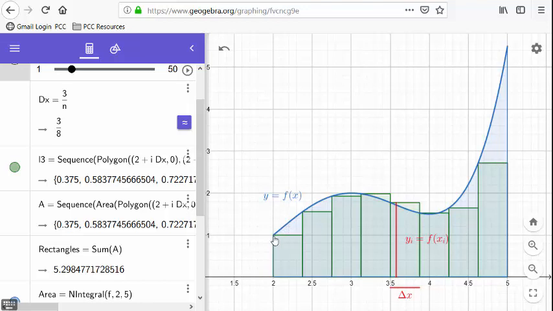But as the width goes down, that choice becomes just the single x value of each of the rectangles as their width goes to 0. So whether we're doing left endpoints or right endpoints or midpoints doesn't really matter when we take the limit as n goes to infinity.